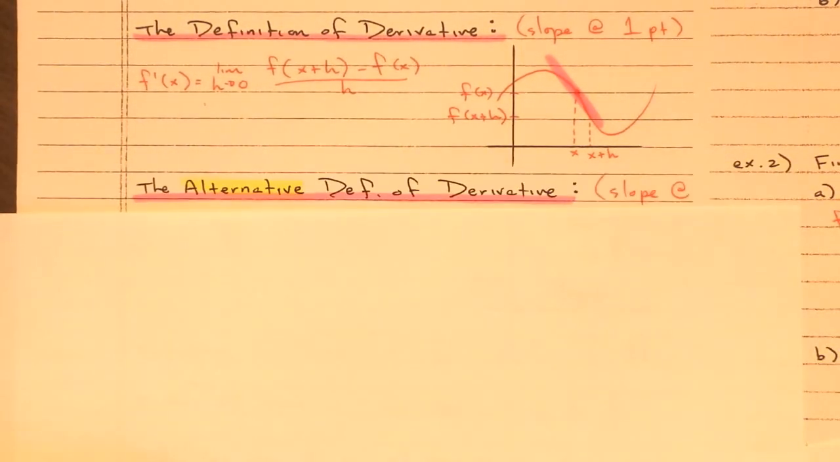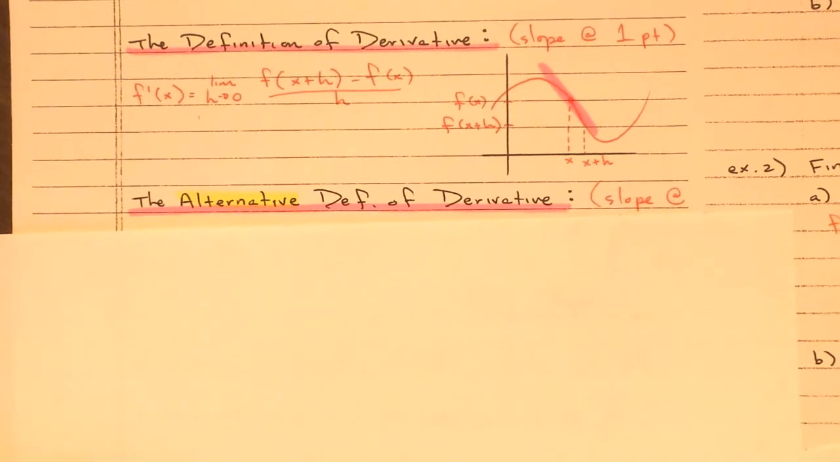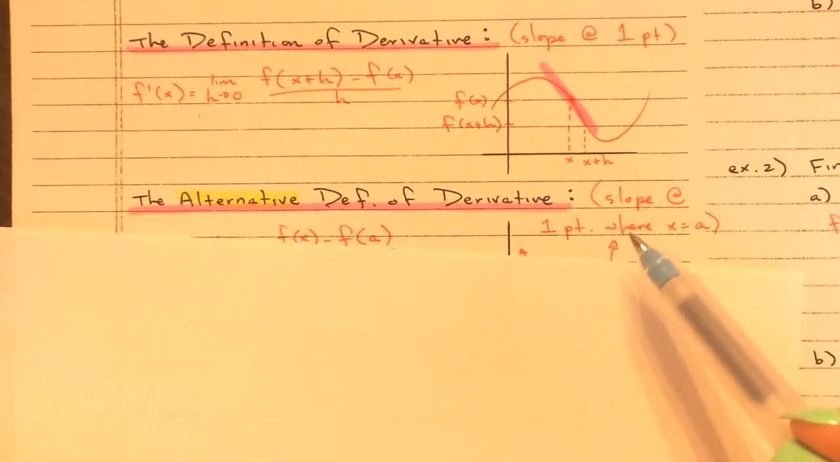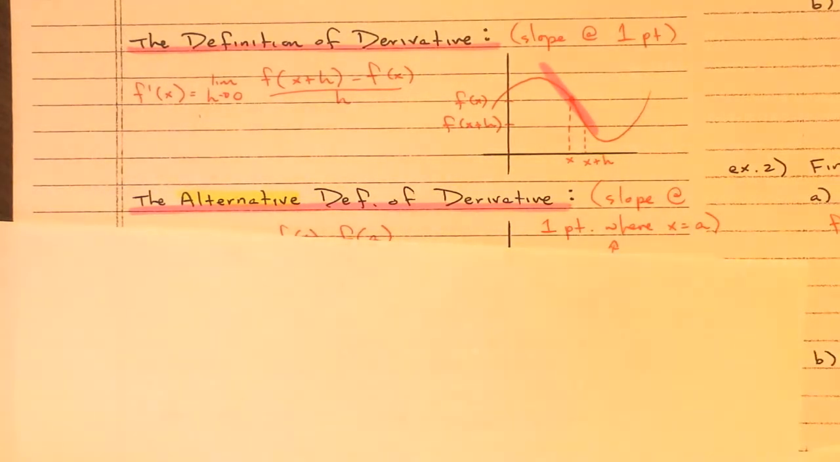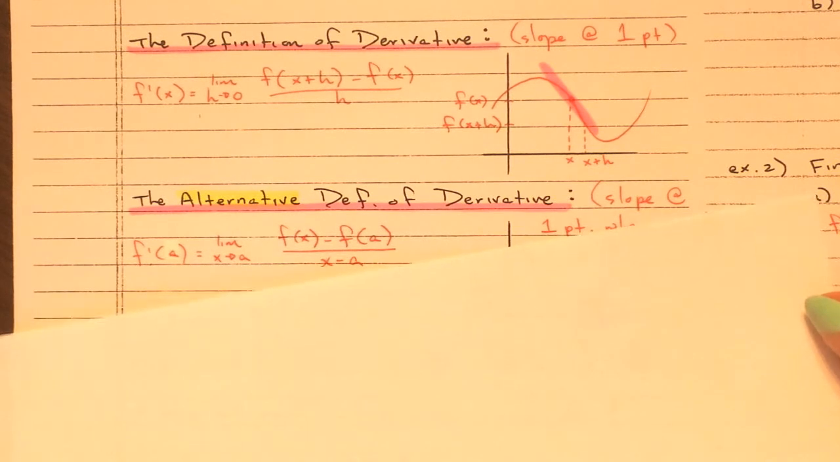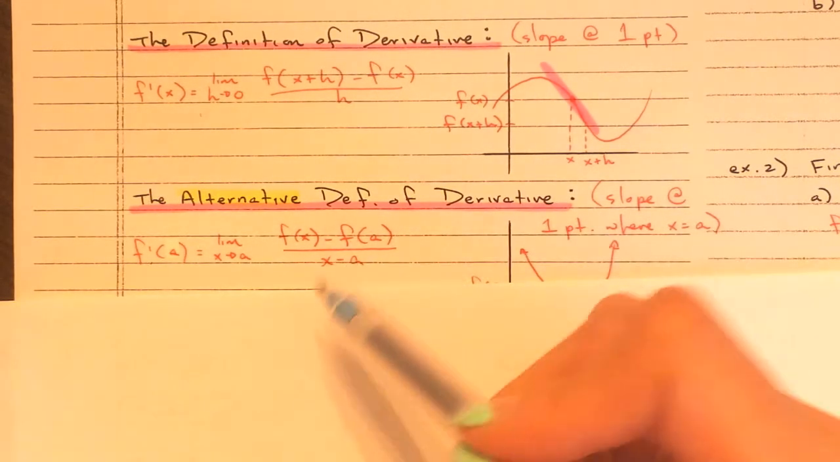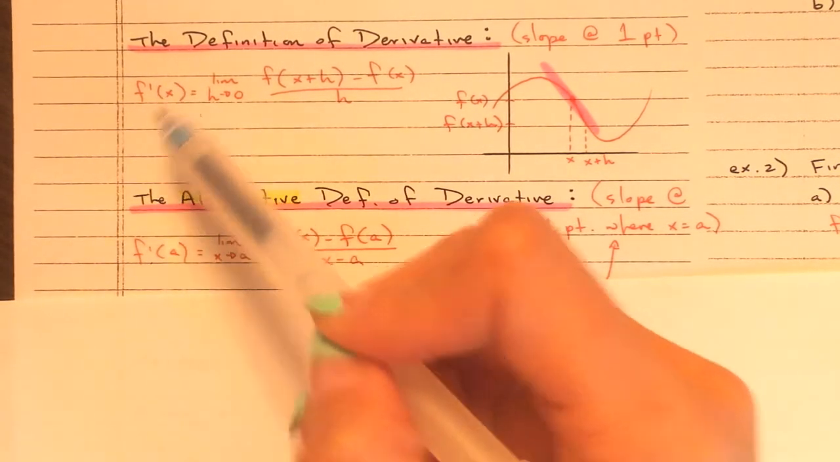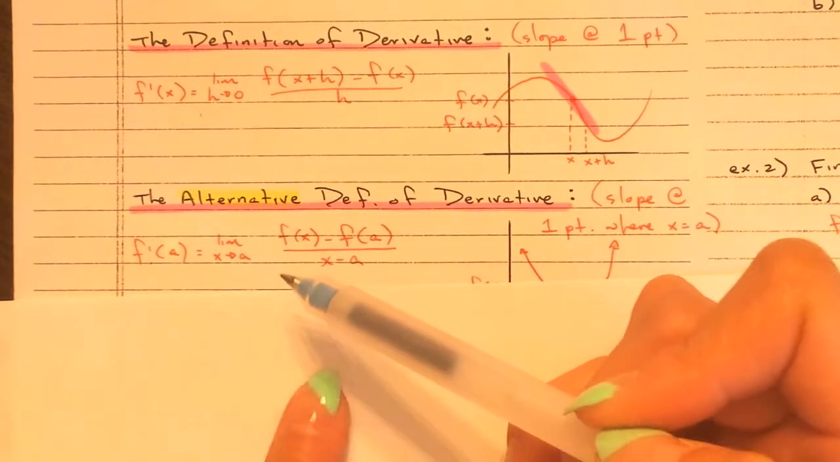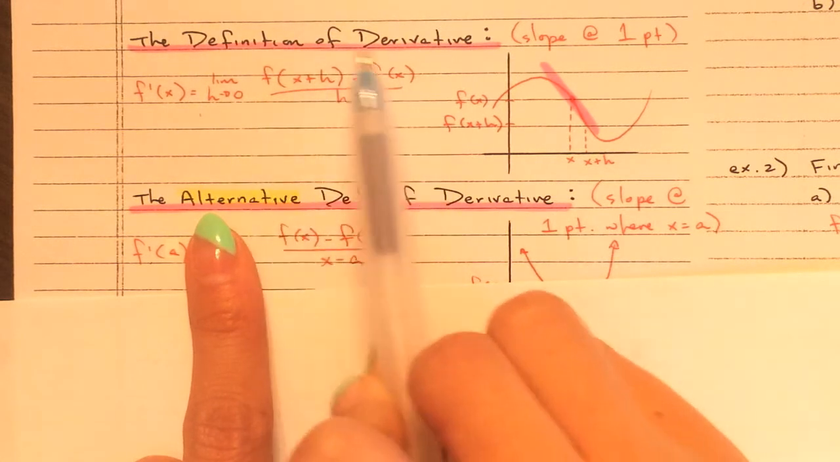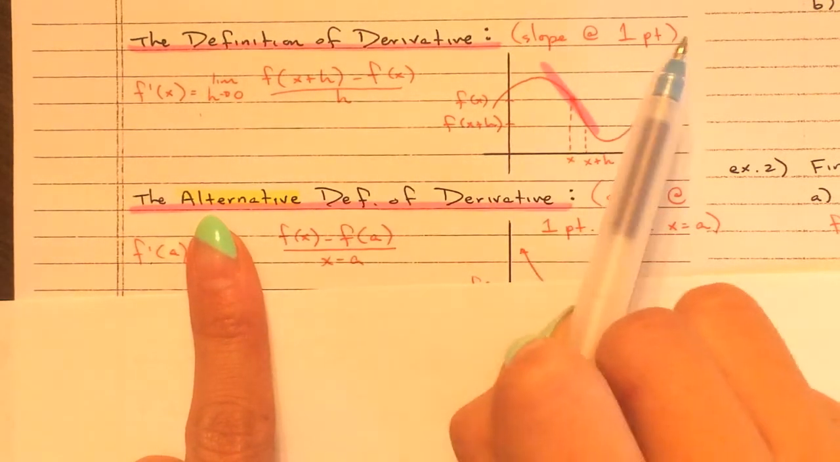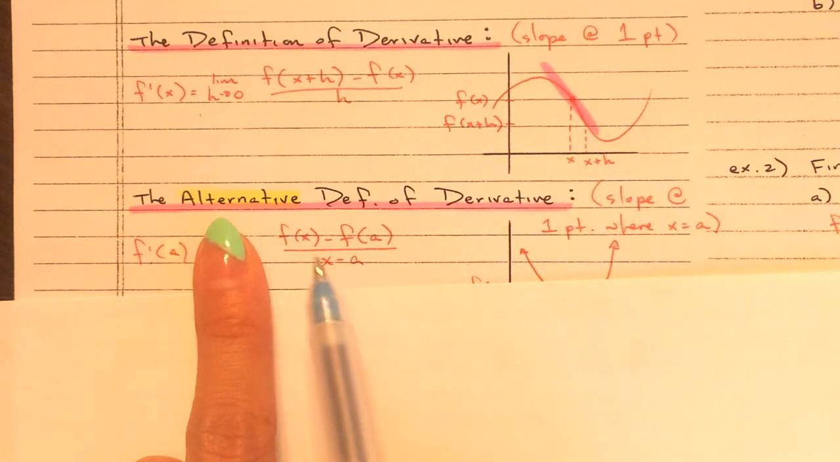So we have the definition of derivative, and then we have the alternative definition of derivative, which is still slope at one point. So this works too, okay? You have to know this as well. It looks the same, this is f prime. Here's the difference. This is our limit the way that we've been doing it, and this will give you a slope at one point. This should look very familiar. This is a slope usually using 2 points.